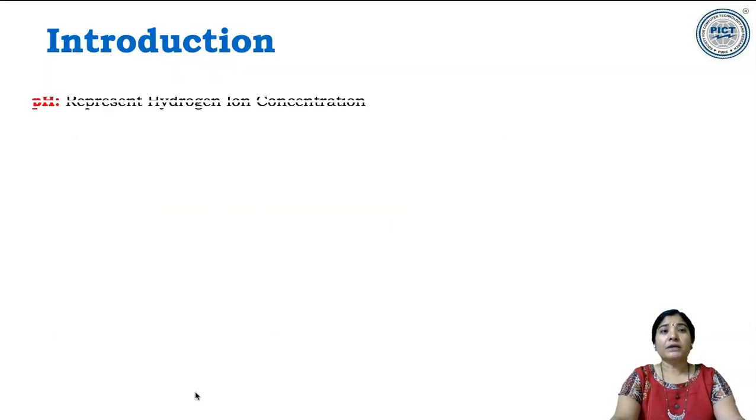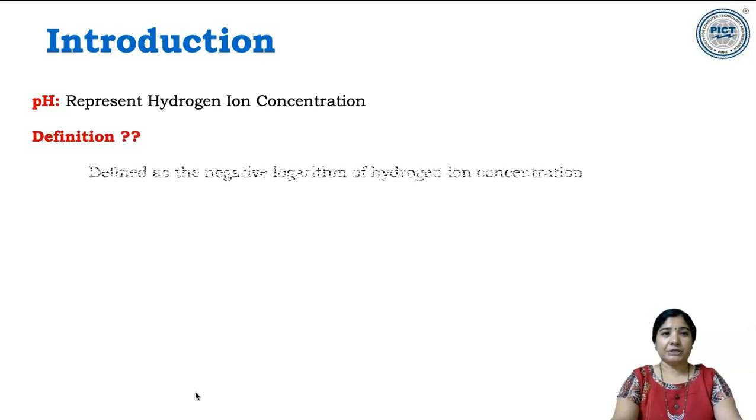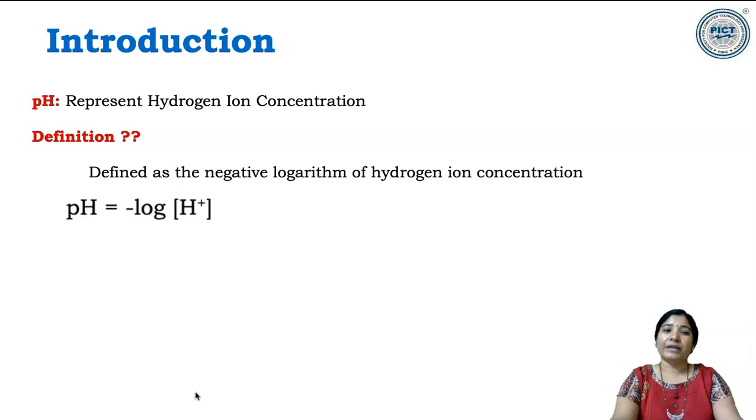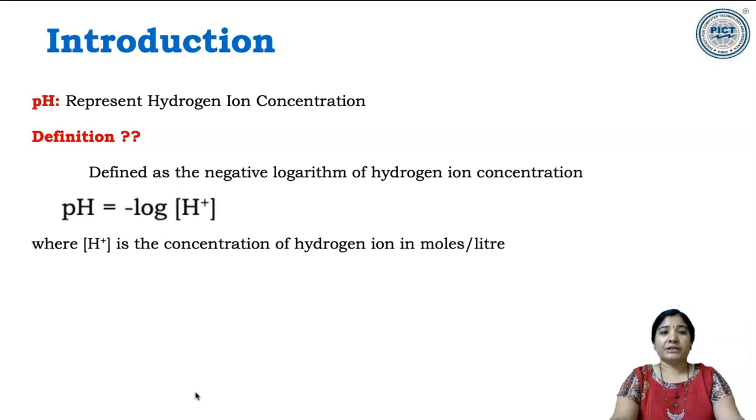So first of all, let us see what is pH. Everyone knows that pH represents hydrogen ion concentration. But as far as the definition is concerned, we define it as the negative logarithm of hydrogen ion concentration. In terms of an equation, we write pH is equal to minus log of H ions, where H ion is the concentration of hydrogen ion in moles per liter.